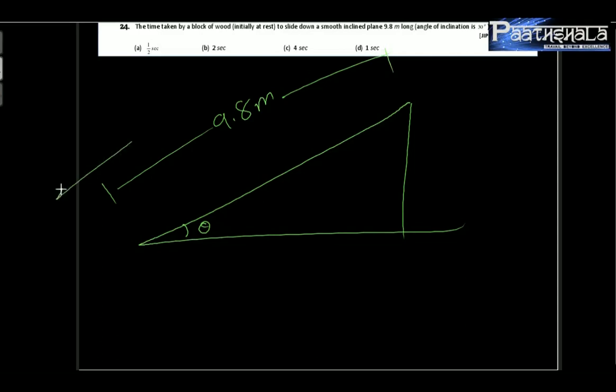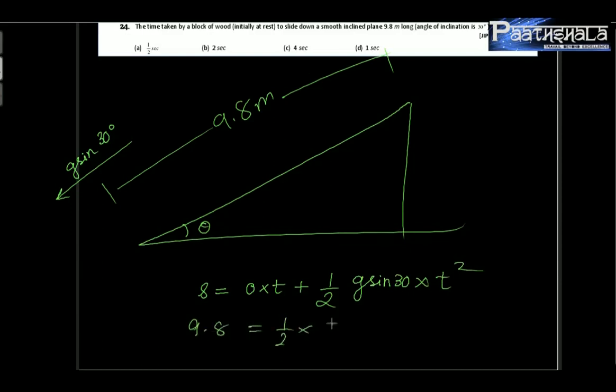What is the acceleration? g sine 30 degrees. This is the acceleration. So s is equal to 0 into t, because initially it's at rest, plus half into g sine 30 into t square. So 9.8 is equal to half into 9.8 into sine 30, which is half, into t square. So this gives us t is equal to 2 seconds.